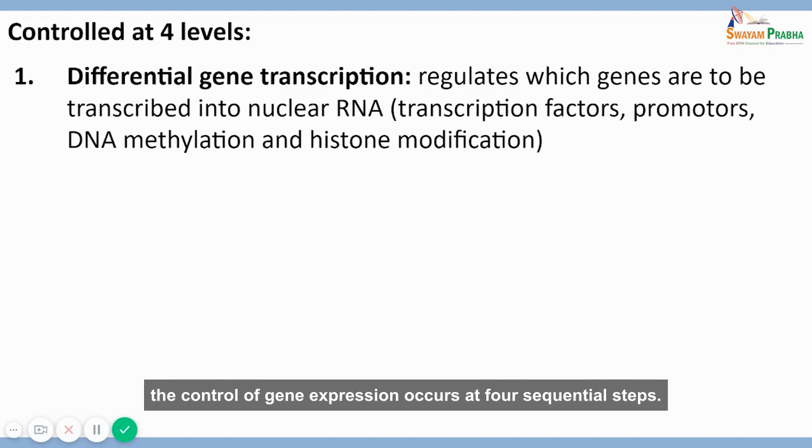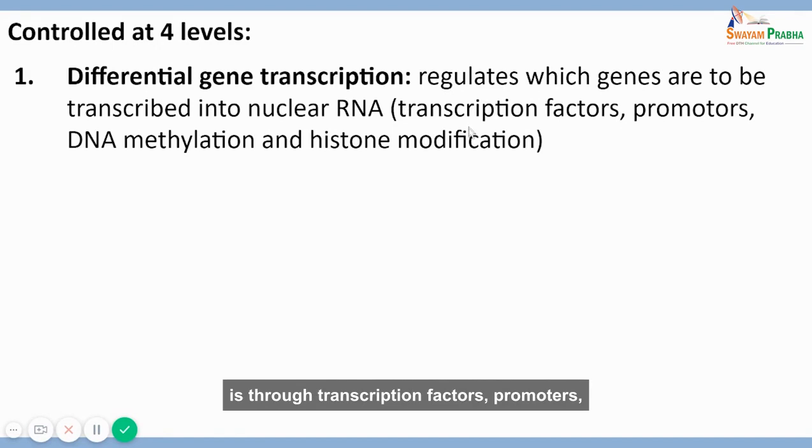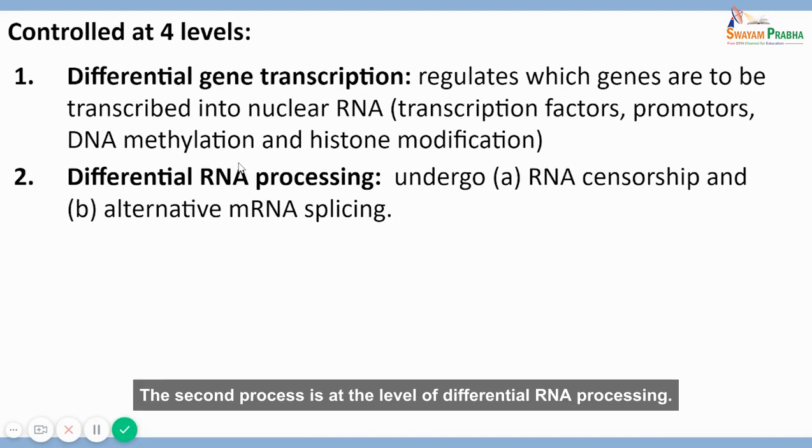The first is differential gene expression level. That means when it has to regulate which genes are to be transcribed into nuclear RNA. The primary mechanism by which genes are turned on or off is through transcription factors, promoters, DNA methylation, and histone modification. The second process is at the level of differential RNA processing.